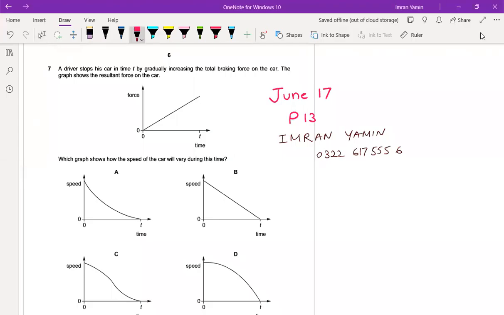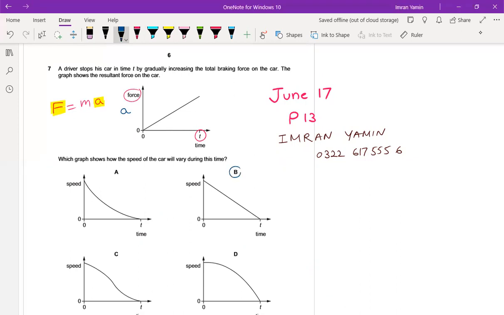You are given a graph of force versus time, but usually we study the graph of velocity and the graph of acceleration. You can see that force and acceleration are directly proportional to each other, as mass remains constant. So the graph of force versus time is the same as acceleration versus time. Now we have to analyze these four options.